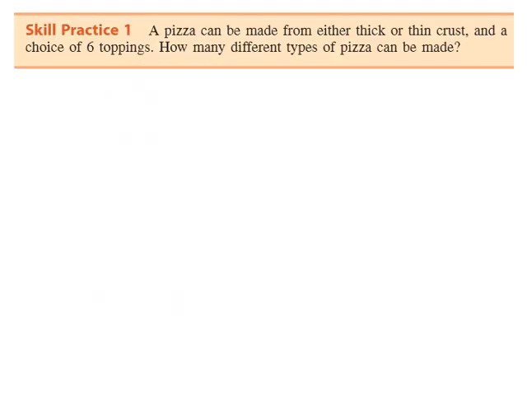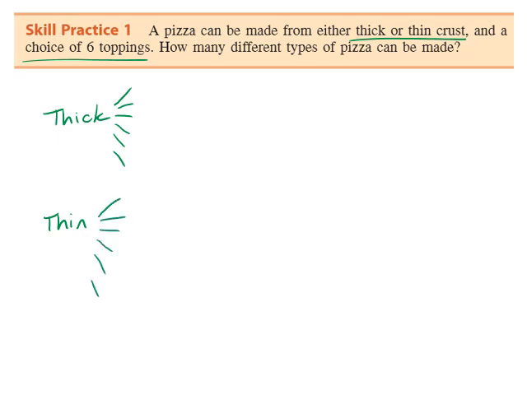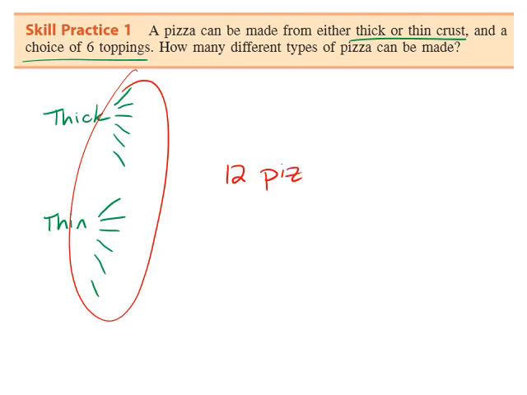Let's talk about pizza now. Maybe you're getting hungry. So we have 2 crust choices, thick or thin. Once you choose your crust type, there is a choice of 6 toppings. So from here, 6 choices, and from here, 6 choices. So if you add them all up, there are 12 different pizza types that you could choose.